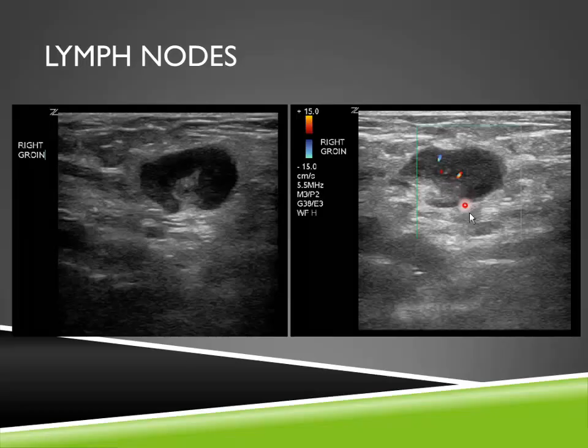They also don't really have much posterior acoustic enhancement like a real fluid collection in an abscess will have. So that's another important finding to look for.